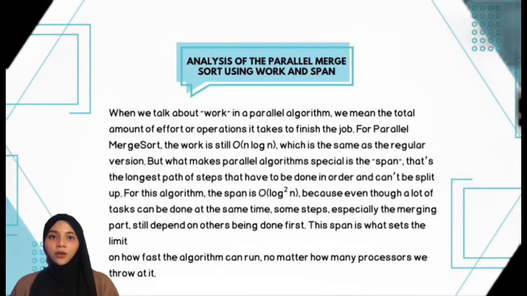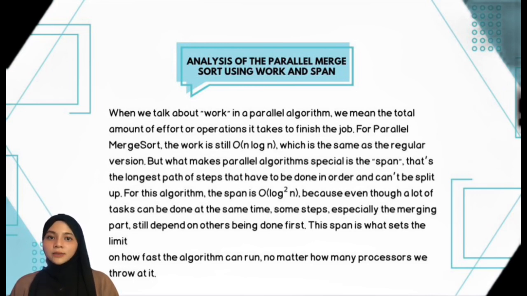So next is analysis of the parallel merge sort using work and span. When we talk about work in a parallel algorithm, we mean the total amount of effort or operations it takes to finish the job. For parallel merge sort, the work is O(n log n), which is the same as the regular version. But what makes parallel algorithms special is the span. That's the longest chain of steps that have to be done in order and can't be split up.